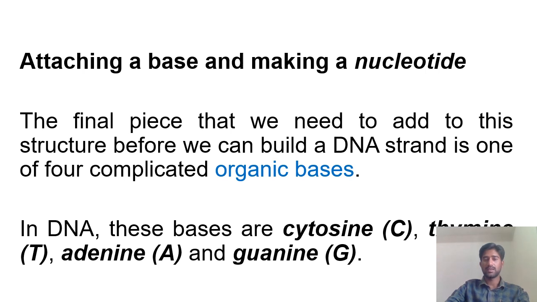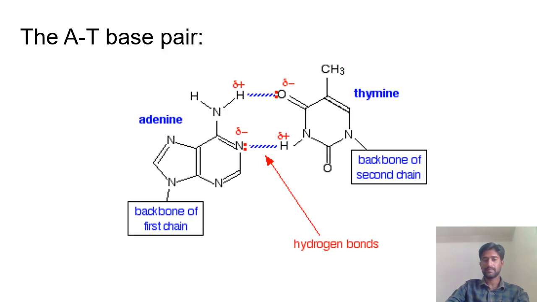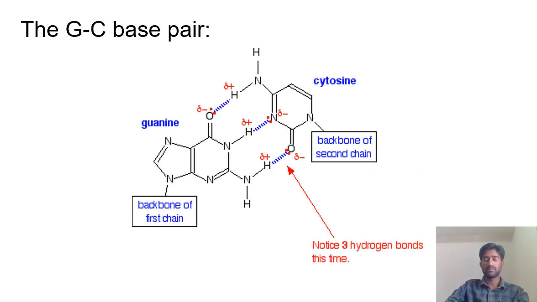Then comes attaching a base and making a nucleotide. Here in the ribose sugar at the 5 prime end, a phosphate group is attached, and at the 1 prime end, a nucleotide base is attached. And adenine is base paired with thymine with 2 hydrogen bonds, whereas guanine is base paired with cytosine with 3 hydrogen bonds.